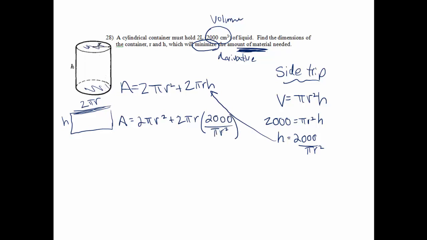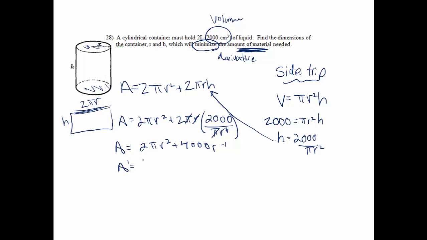Okay, before I try to take the derivative of this, I'm going to try to simplify this. The pi's are going to cancel, one of the r's cancels, and then 2 times 2,000 is 4,000. So notice this will be 4,000 over r, but I'm going to make it r to the negative 1. Okay, I am now ready to take the derivative.